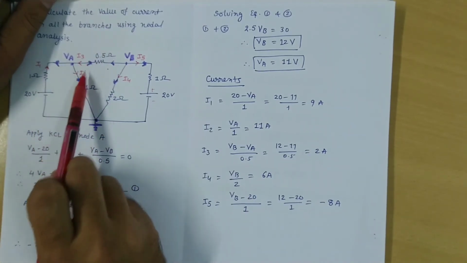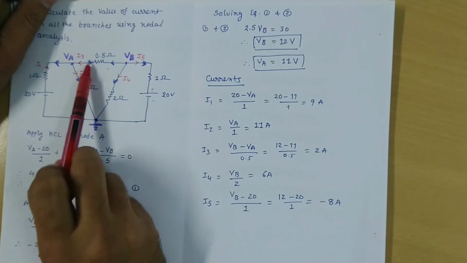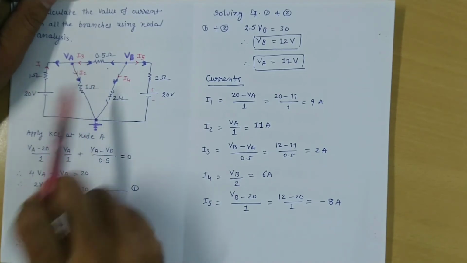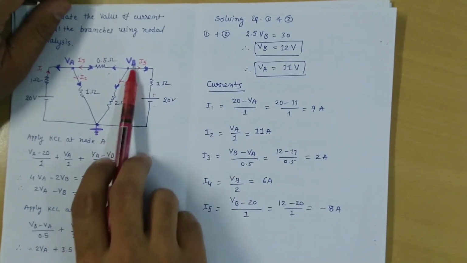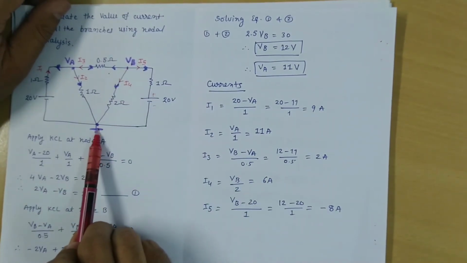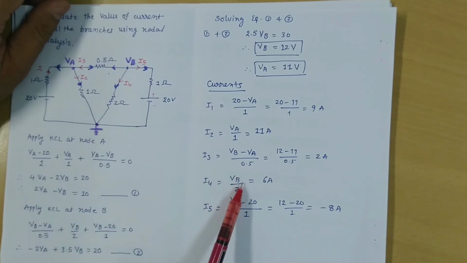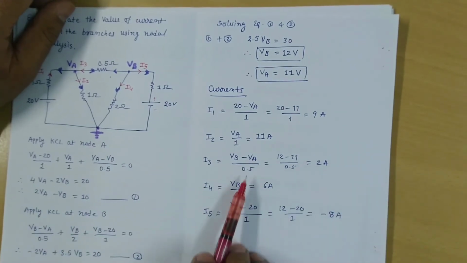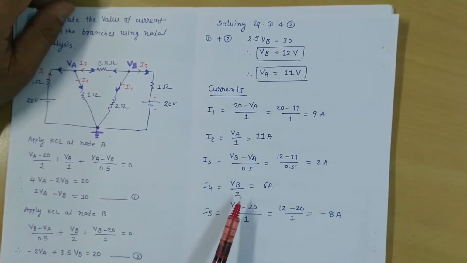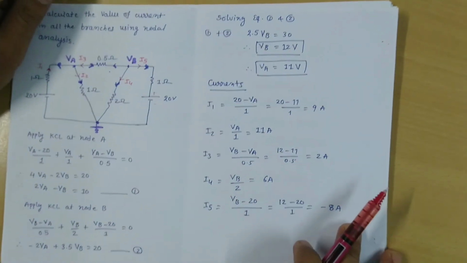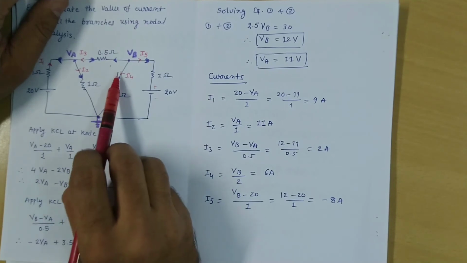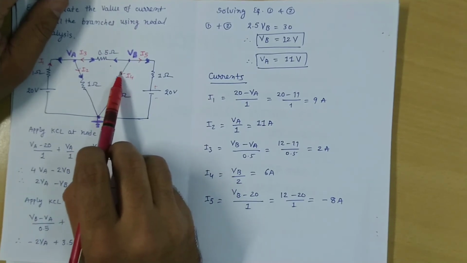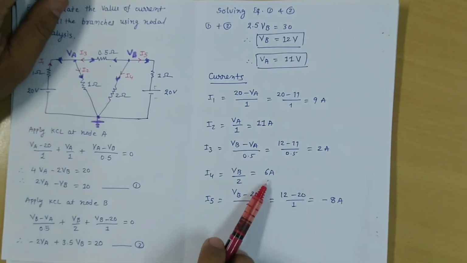The meaning is the assumed direction of current I1, I2 and I3 are correct. I1 is flowing in this direction, I2 is flowing in this direction, I3 is flowing in this direction, right to left. Now for I4, the equation is VB minus 0 divided by 2. So we are getting VB by 2, that is 12 by 2 is equal to 6 ampere. This is also positive. The meaning is assumed direction of I4 is correct.